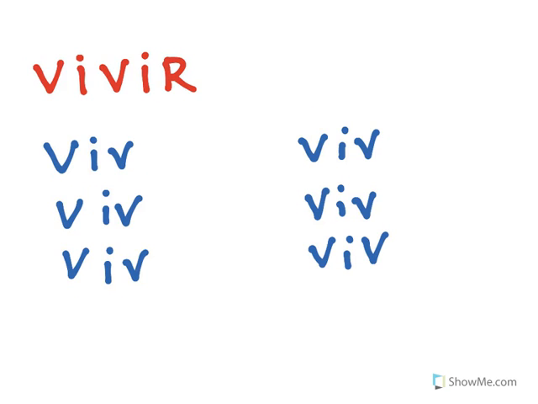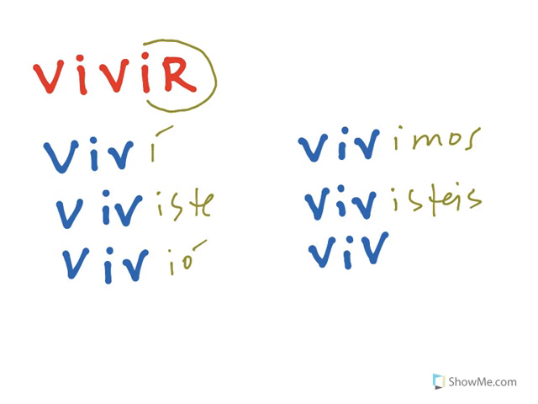Here you have the verb vivir. In order to conjugate it, you do exactly the same operation. You remove the ending, ir, and then the endings will be viví, viviste, vivió, vivimos, vivisteis, vivieron.